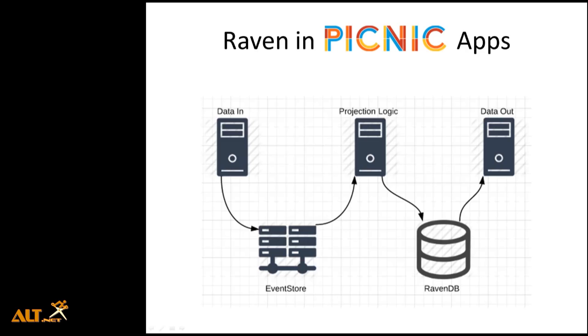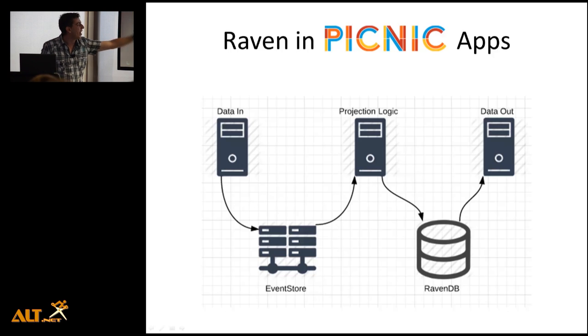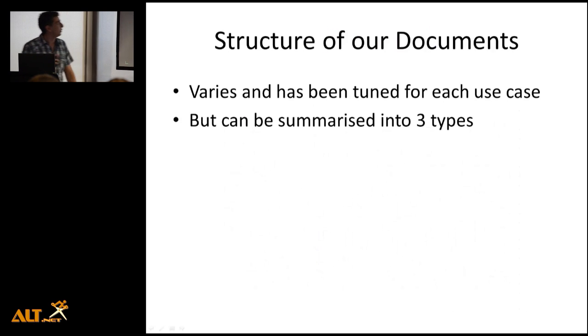All right. How are we using it at Picnic? Our data in goes through an event store. Some projection logic happens. That's what gets persisted. The outcome of that gets persisted into Raven, and then different parts of our app fetch data out. This is very high level. There's much more moving parts.